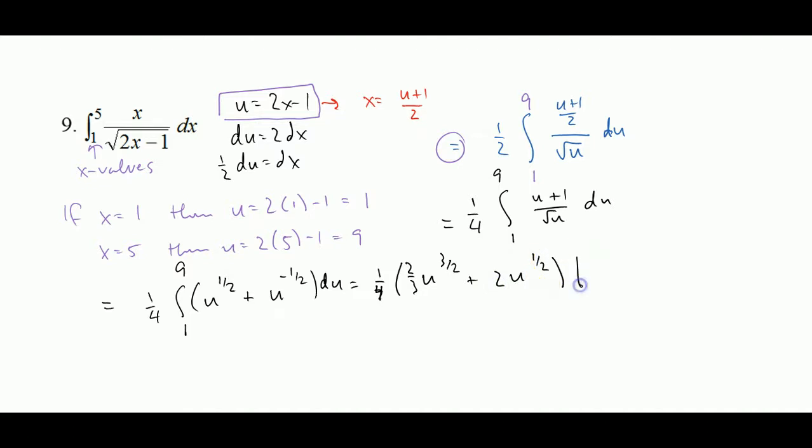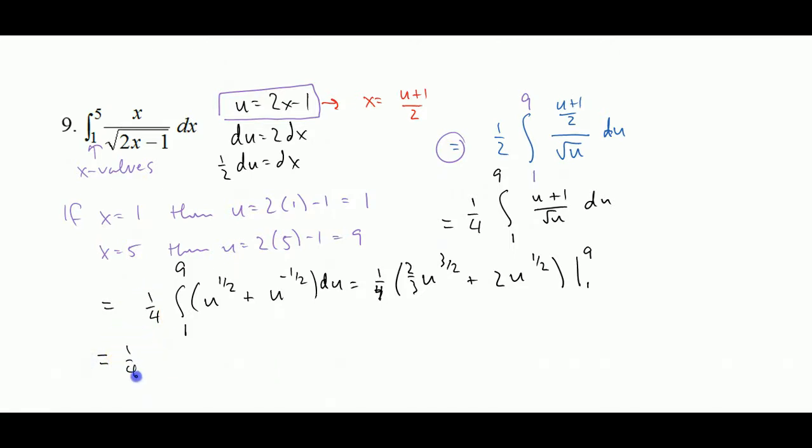Now, because this is a definite integral, I don't need the plus c, and I can evaluate this from 1 to 9. Now, the interesting thing about this is you don't have to put that u back in. Because we've changed up the boundaries and everything's been equivalent along the way, we can just go ahead and keep on solving this in terms of u, because we know the boundaries for u.